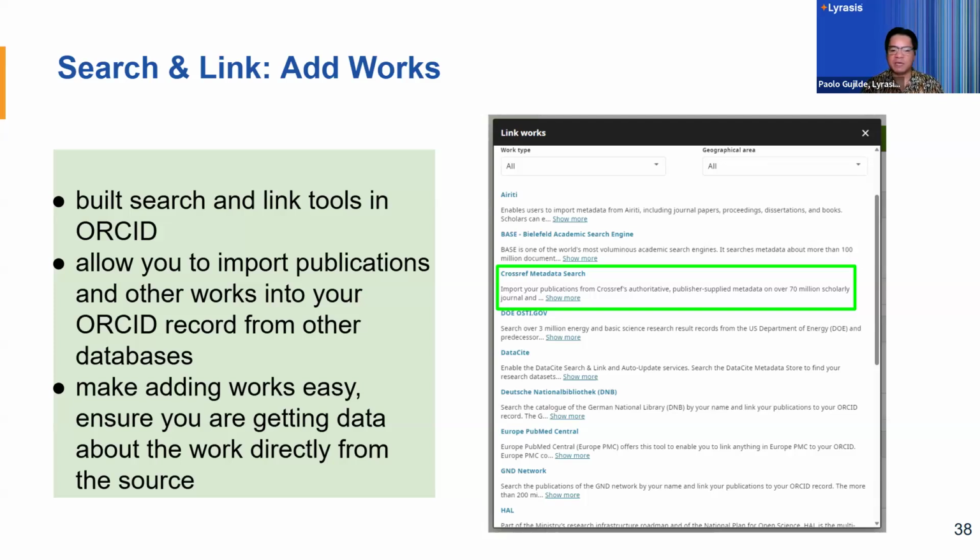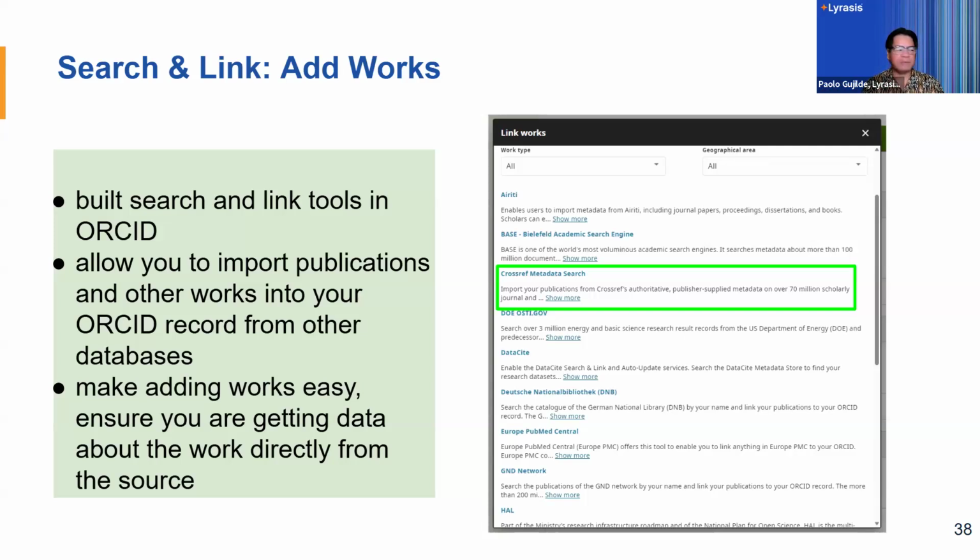So if you want to make a connection or grab publications from PubMed, you can just click on Europe PubMed Central and you should be able to do that. Now, in this process for adding works to your ORCID record, we're going to show you how you can do this via Crossref metadata search.